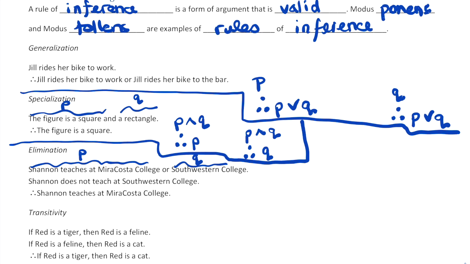So what format do we have? We have a P or Q. We've been given not Q, right? So what do we conclude? Therefore, P, because it's got to be one or the other. You can also do it the other way. You can say P or Q, not P, therefore Q. All right?